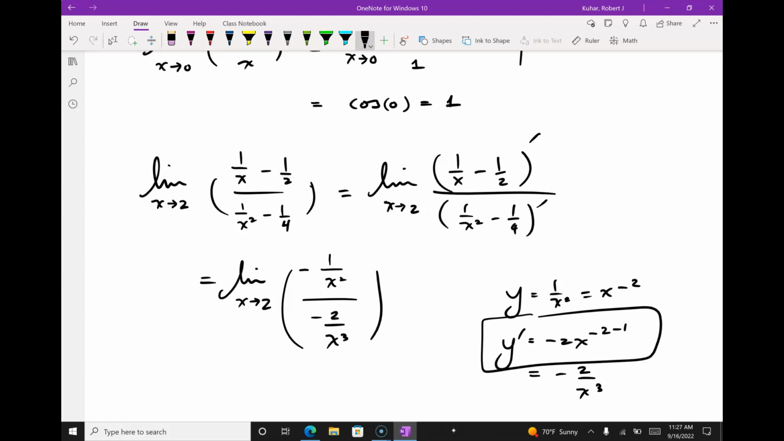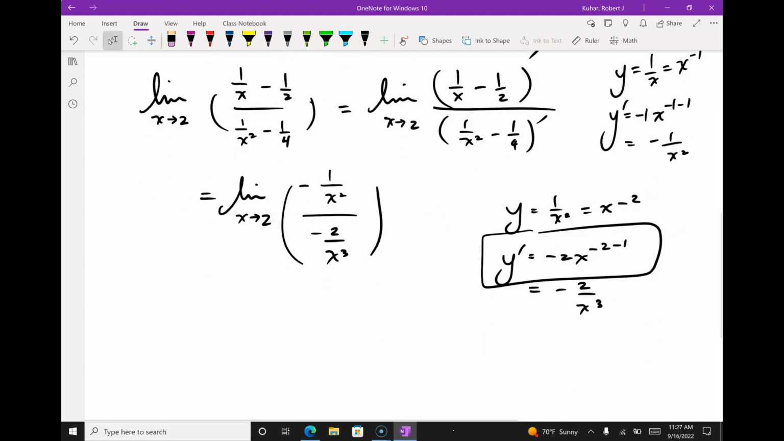So same thing happened upstairs, right? y equals 1 over x is x to what? x to the minus 1. So y prime, bring down the power, subtract 1 from the power. So I get minus 1 over x squared. Double negatives cancel, right? And then I have fraction divided by fraction, yes? Fraction divided by fraction. What do I do? I keep the first fraction and do the reciprocal of the second fraction.